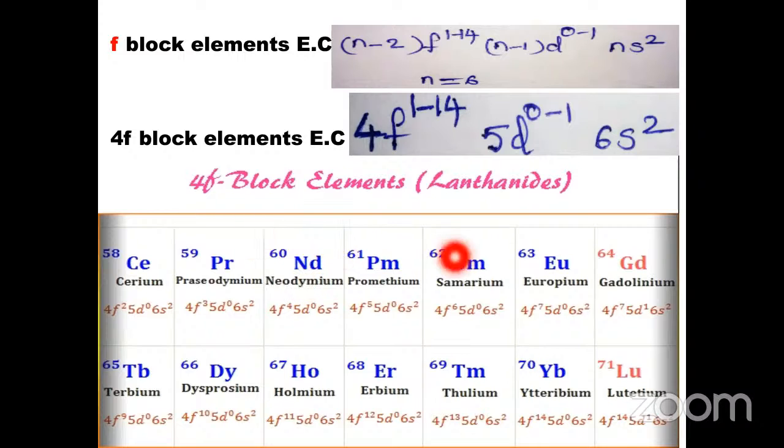These are called lanthanides. They start from cerium and go up to lutetium: cerium, praseodymium, neodymium, promethium, samarium, europium, gadolinium, terbium, dysprosium, holmium, erbium, thulium, ytterbium, and lutetium. These 14 elements are 4f elements.